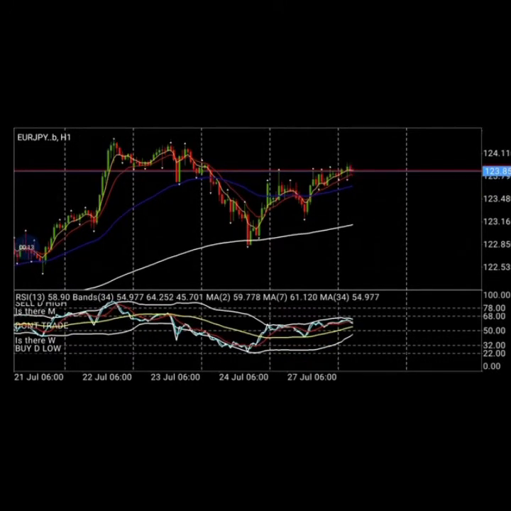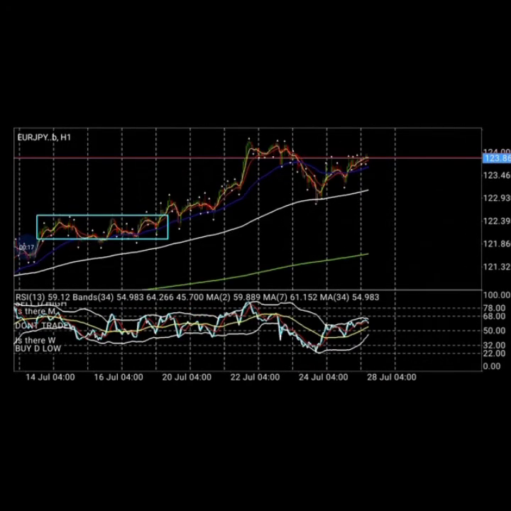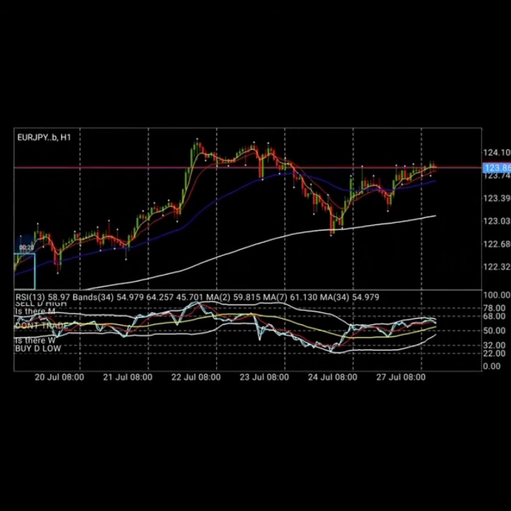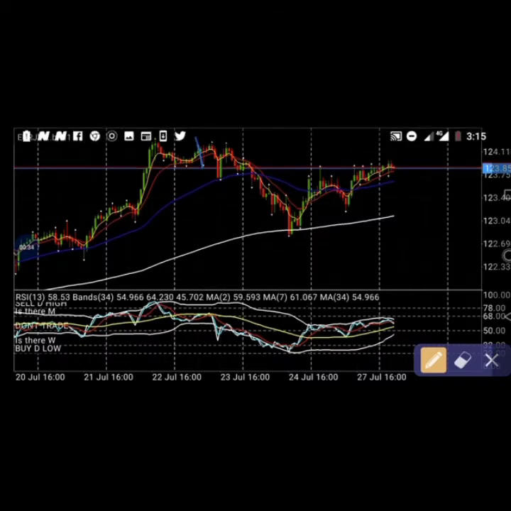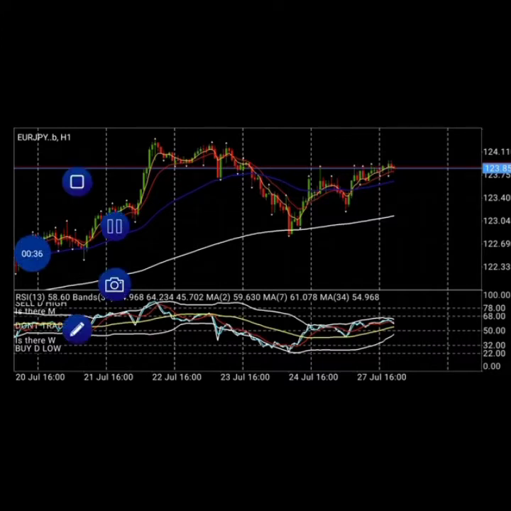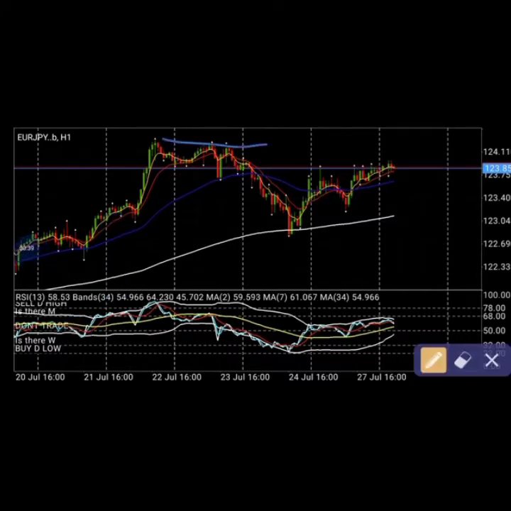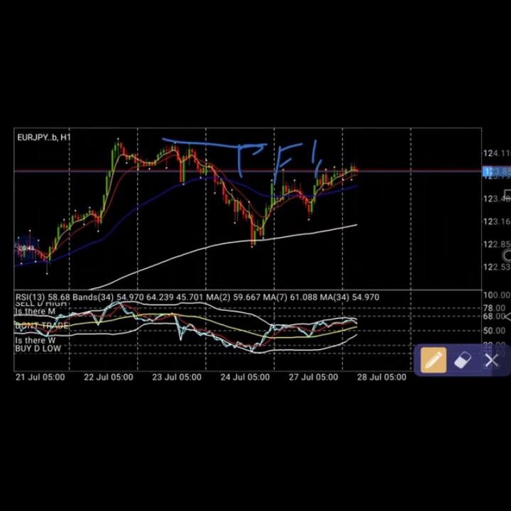Okay, what's up? So for this EURJPY on the 1 hour chart, we thought we had our peak on Thursday. This was our peak. We thought we had our peak on Thursday.